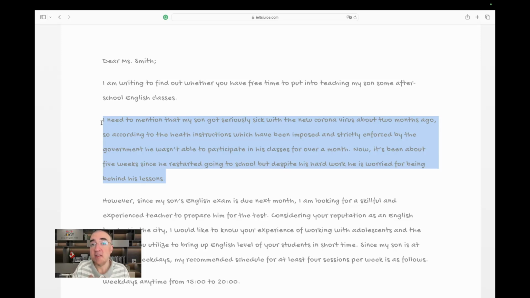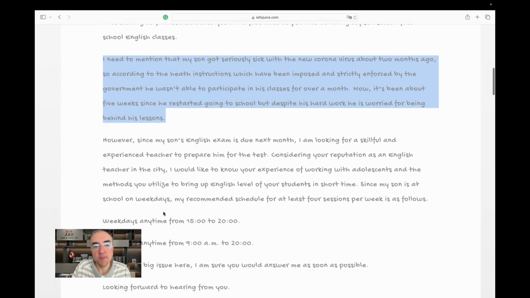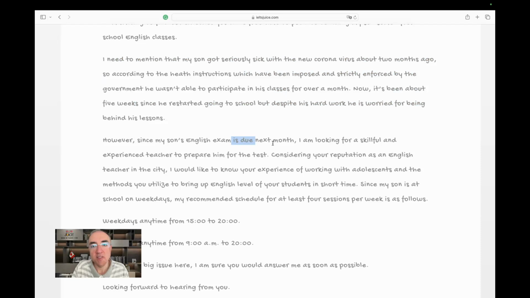I feel that. I mean, there is a connection now. This is not just a letter. We are now getting into the areas that this is maybe an 8 or 9 in task achievement. That is how good it is. However, since my son's English exam is due next month, oh wow, this is great. I am looking for a skillful and experienced teacher to prepare him for the test.